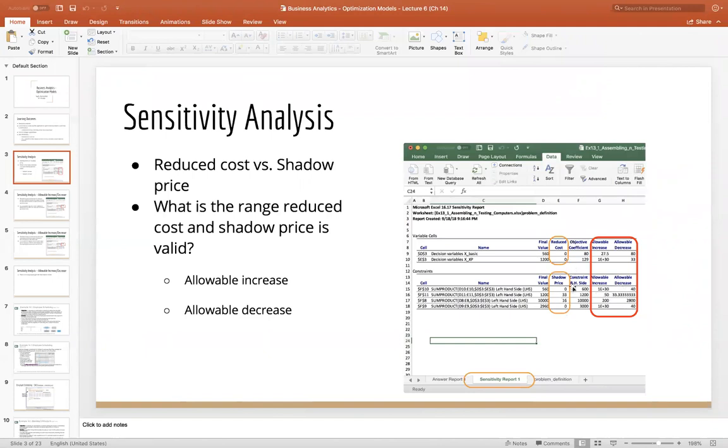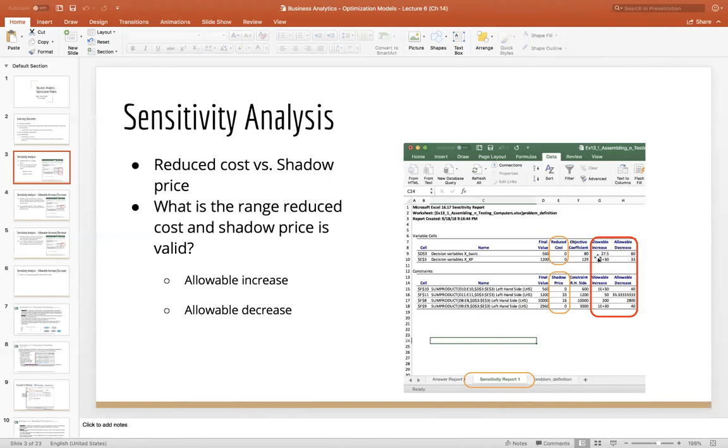And then of course, you have seen these last two columns here, and this is an output from Excel, and there's an allowable increase and decrease. This basically tells us what is the range of change. What range of change is okay, such that everything is kept the same, like basically reduced cost or shadow prices. For them to be valid, you need to stay in a certain range.